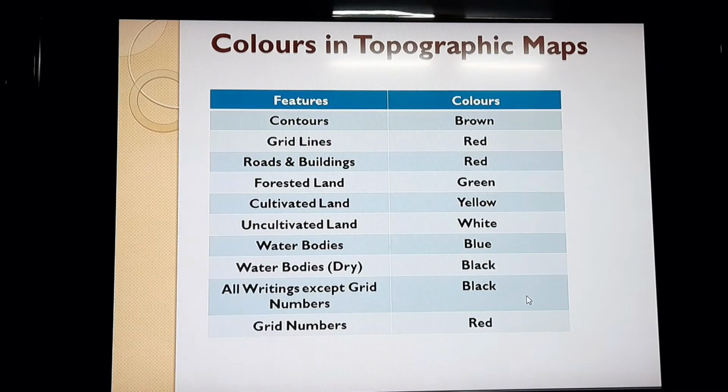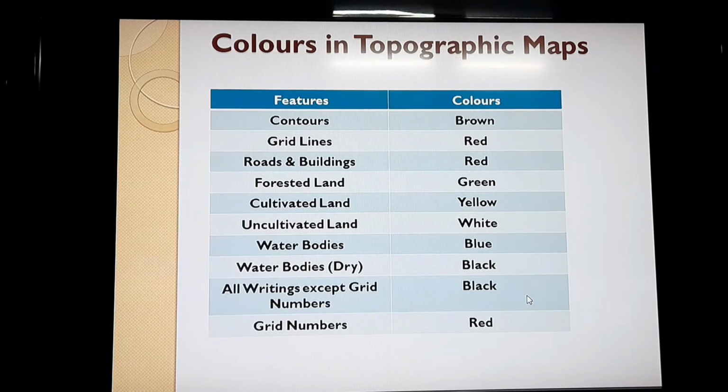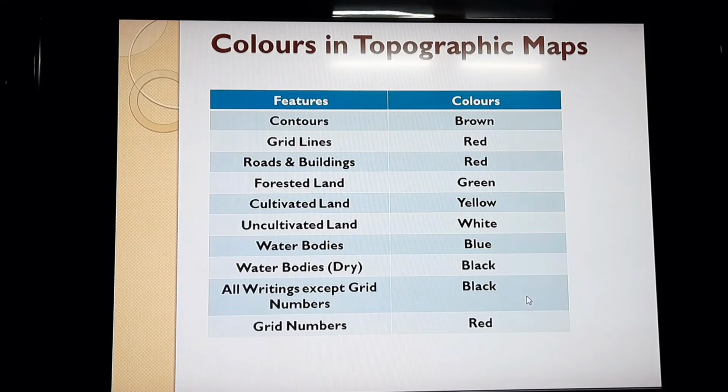Now we have to come to another topic of this chapter, which is colors in topographic maps. When you study a topographic map, you have to find all the man-made and the natural features in different colors. If we are not aware of the colors, it would be difficult for us to identify a particular figure on a topographic map. So we should learn what colors are used for the specific features. Here we have seen the contours, which are represented in the topographic map with brown color.